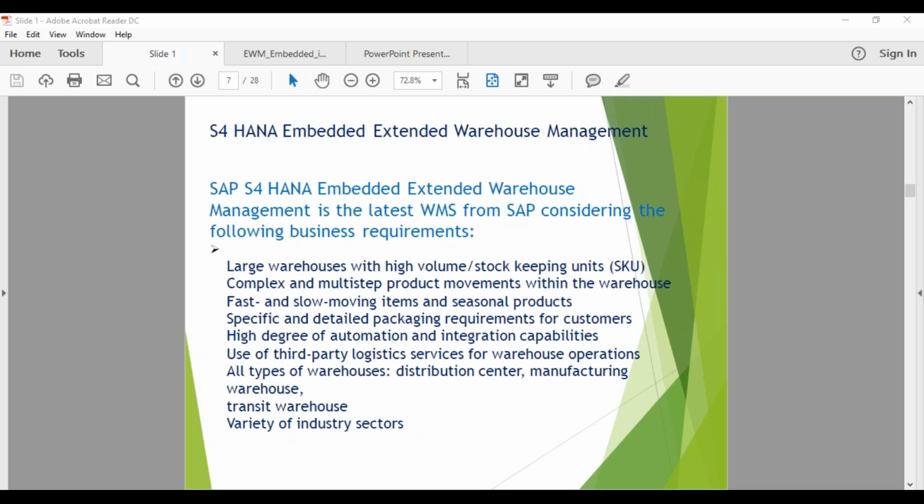And as I mentioned, we have distributions, multiple kinds of warehouses. We have distribution centers which are attached to manufacturing, and a transit warehouse, and various industry sectors have multiple kinds of requirements. Okay, so this kind of increase in warehouse operations has made extended warehouse management to be embedded in SAP S/4HANA. That is the main reason behind that.